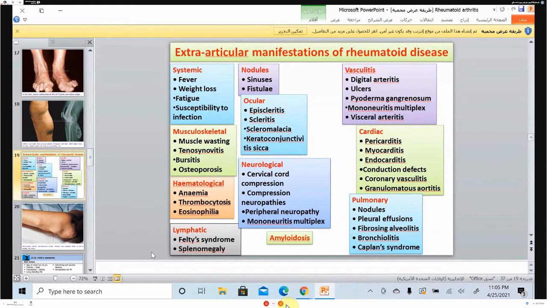Cardiac: we may have pericarditis, myocarditis, endocarditis, conduction defects, coronary vasculitis and granulomatous aortitis. Pulmonary: it may appear as pulmonary nodules, pleural effusion, fibrosing alveolitis, bronchiolitis and Kaplan's syndrome. Kaplan's syndrome is seen in people who work in coal mines.